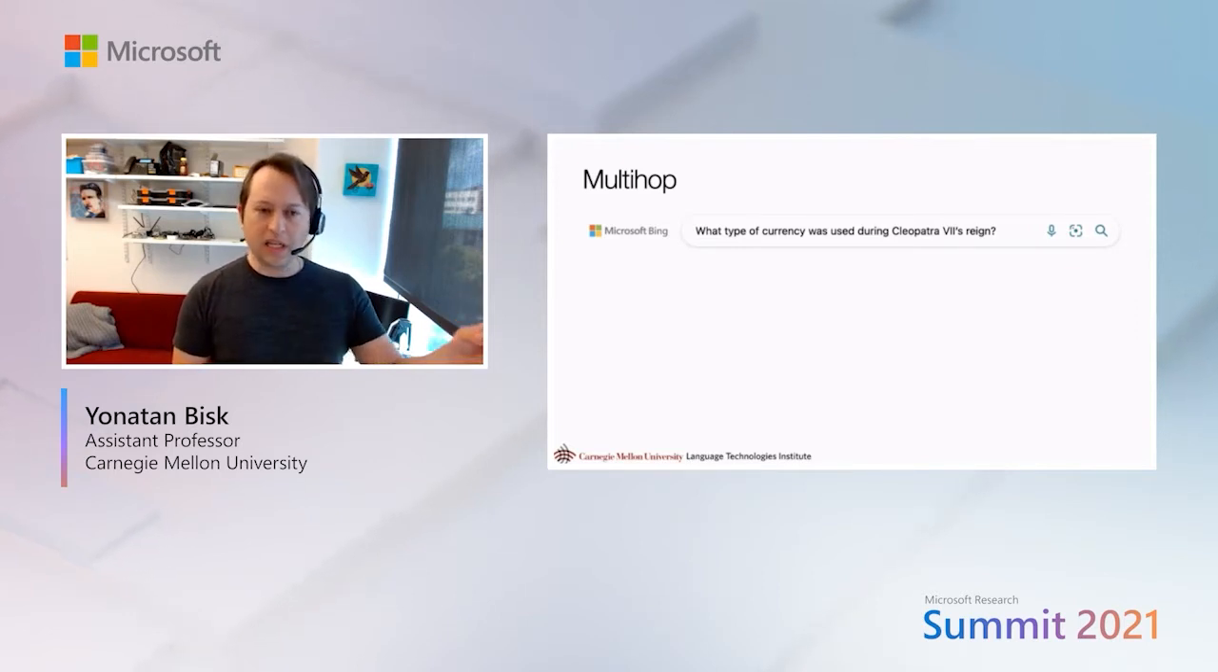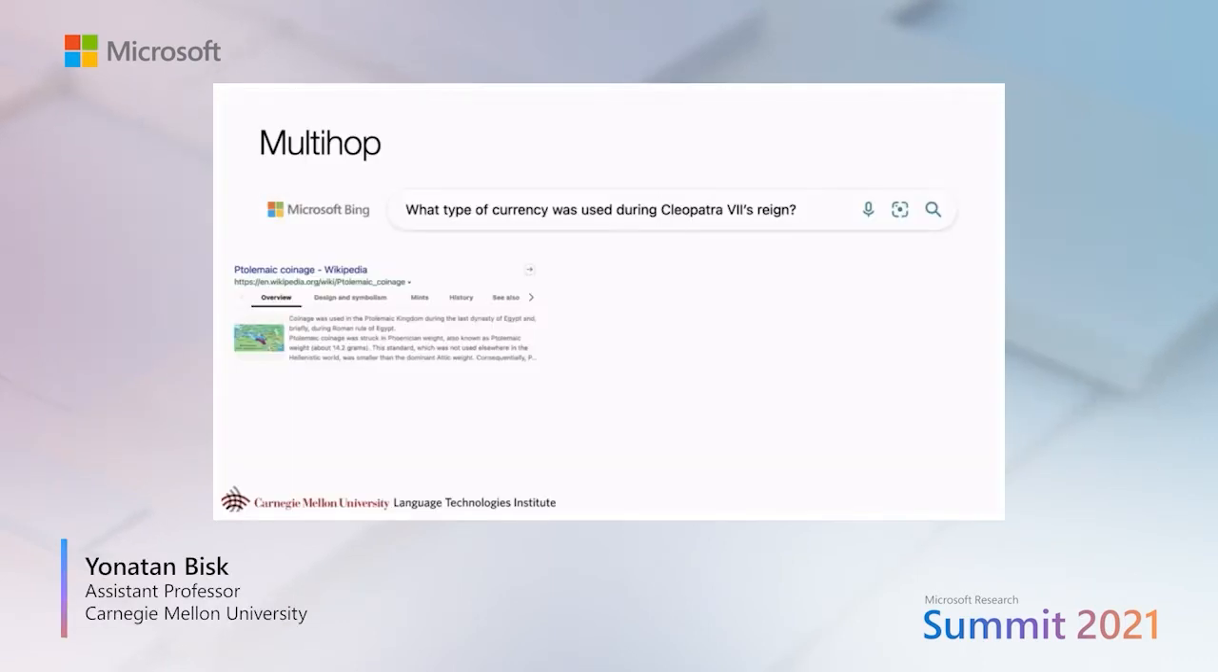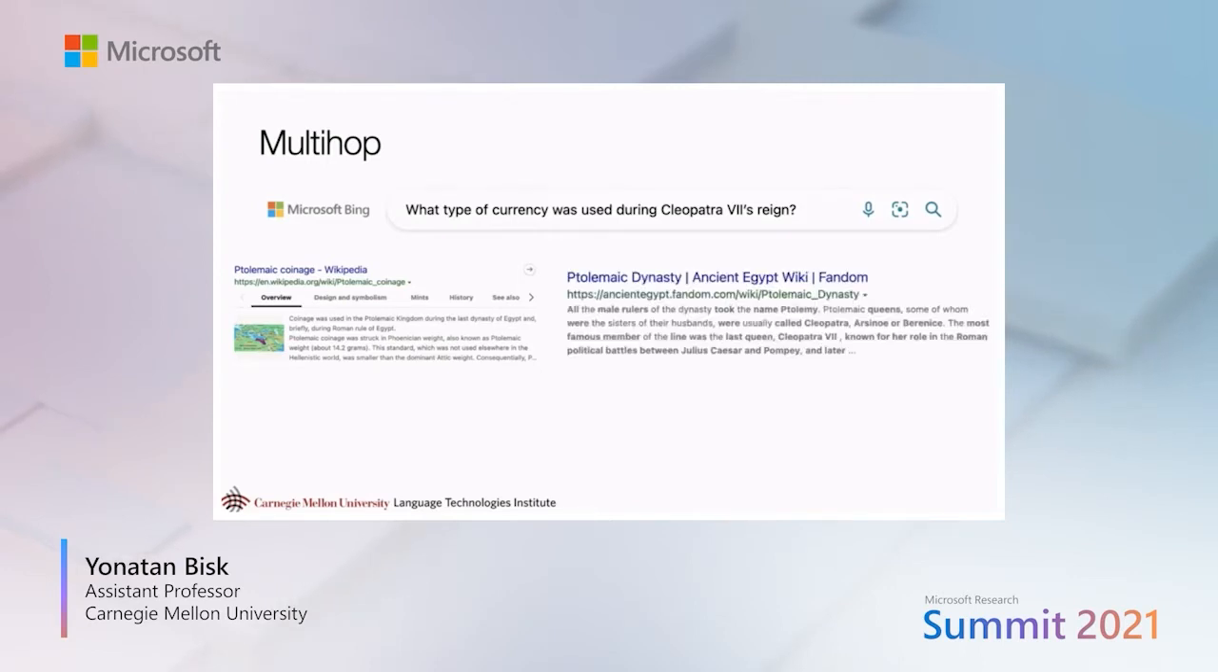And so we do get relevant information from Bing. Here we get something about Ptolemaic coinage, which is actually going to be the answer, but there's nothing here that specifies Cleopatra. We then get this other source that tells us about previous rulers and then a reference to this last queen, Cleopatra, and that she was during this age, that the dynasty overlapped. And so what we need are both of those pieces of information to be aggregated so that we can actually produce an answer.